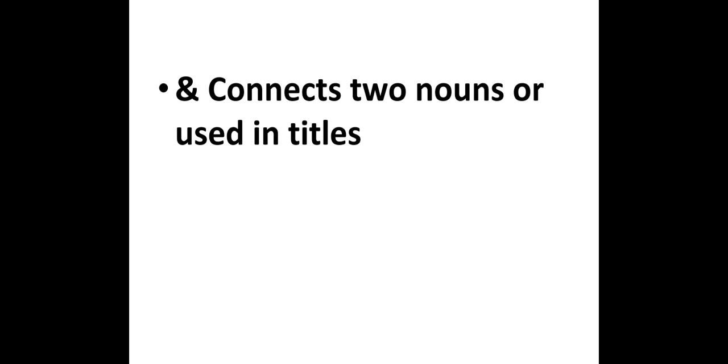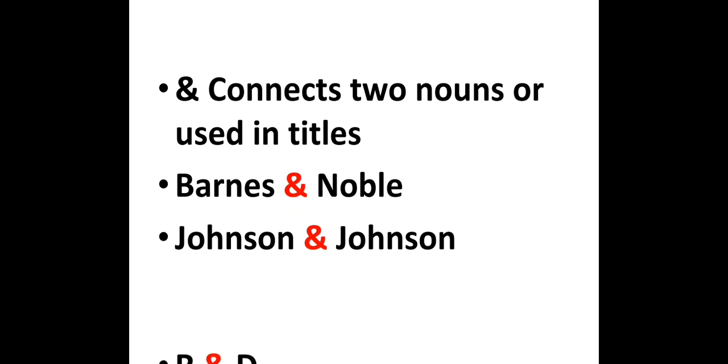"&" connects 2 nouns or is used in titles. So "&" as a symbol connects 2 nouns, 2 proper nouns, or it can be used in titles or in the names of companies. For example, Barnes & Nobles, Johnson & Johnson, R&D. Like you might have observed, "&" is used as a symbol in the names of companies. And it is acceptable here.